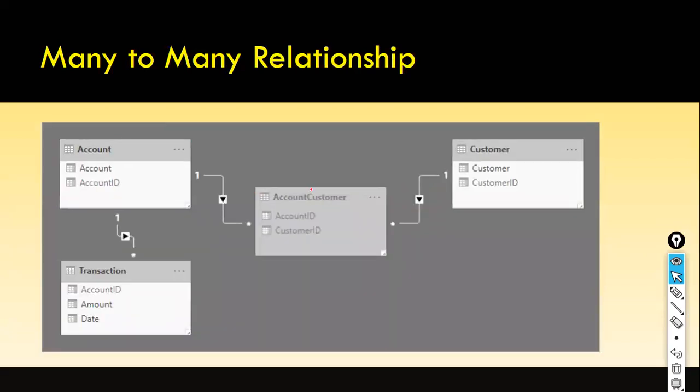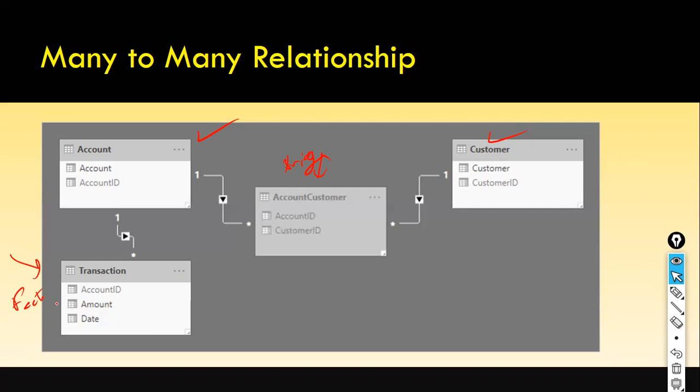This is your updated model. So your account table and then customer dimension table. This is your bridge table. And then all the transactions, you put it in another table. So this is kind of a fact table.